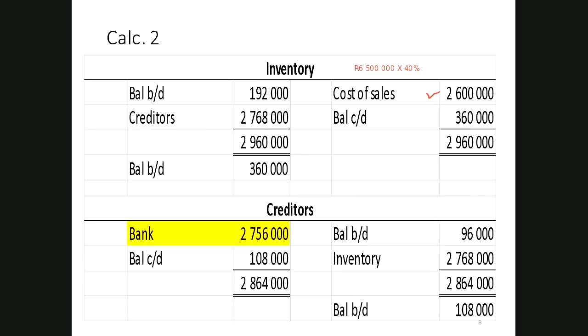Remember, inventory, when you buy it, you increase inventory. When you sell it, you decrease inventory. So this is the entry that would have credited inventory, debited cost of sales. So that's taking inventory out and debiting it to expenses. So we know we had the opening balance and the closing balance, and we've worked out the cost of sales amount, which means the balancing amount in the inventory account is therefore the amount that we've spent buying inventory during the year. So this 2,768 is therefore the debit to inventory and the credit to creditors.